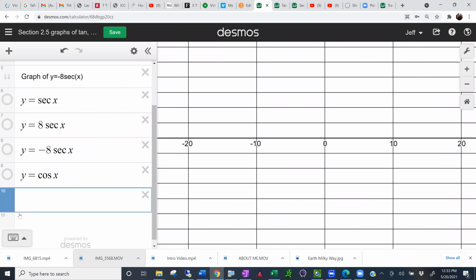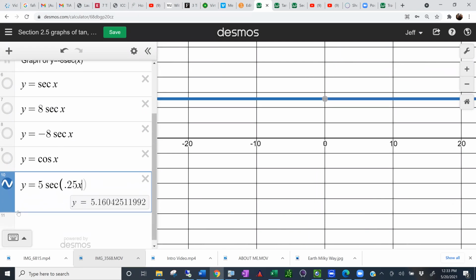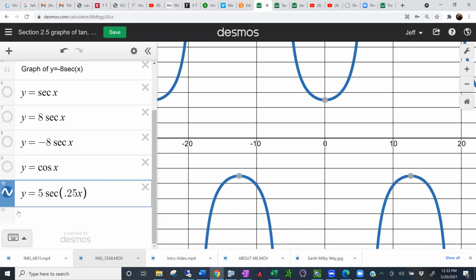I'm just going to put it in here as y equals 5 secant of 0.25x. So 0.25 is me being lazy and not typing in 1/4. That's okay.